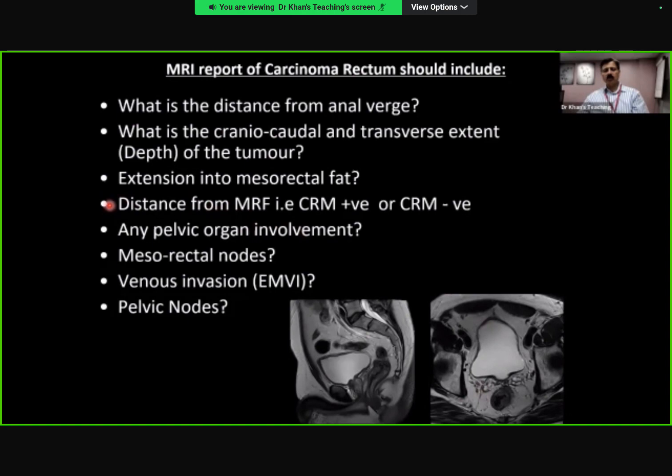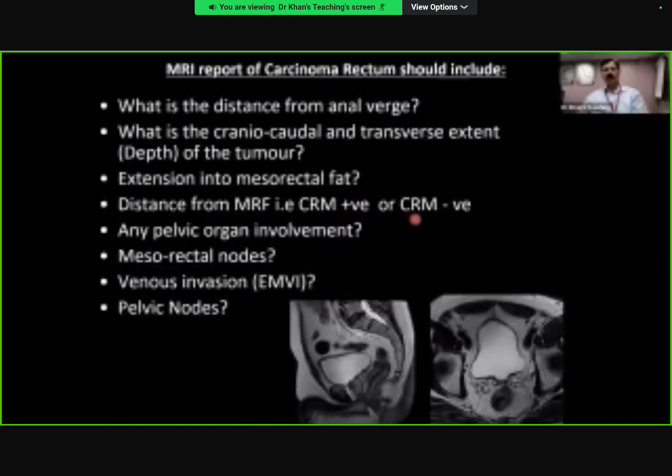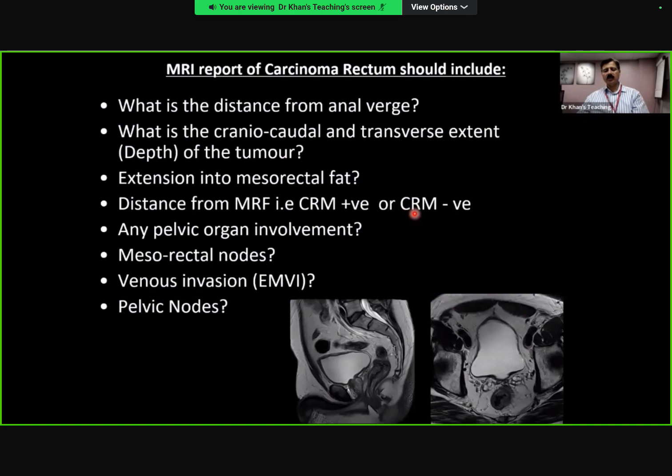Similarly, these terminologies can also be used in pre-operative MRs. The concept is that if the tumor is as close as 1 millimeter from the mesorectal fascia, we can use the words circumferential resection margin positive. And if it is more than 1 millimeter away, then we call it circumferential resection margin negative. Many people do not use these words, but they just report it. They say that the tumor is abutting the mesorectal fascia, for example, or that it is only 1 millimeter from the mesorectal fascia.